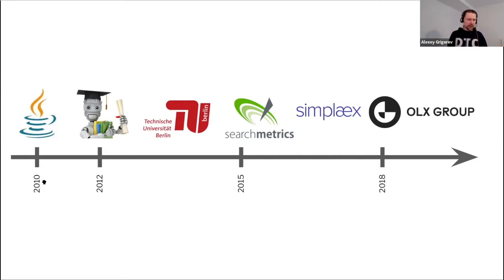Then at Simplex, we were a small startup and we needed to do a lot of stuff from scratch. And again, my engineering experience was super useful. And now at OLX Group, I lead a small team. And our job is to help other data scientists with productionizing machine learning. So I'll talk a little bit about that.